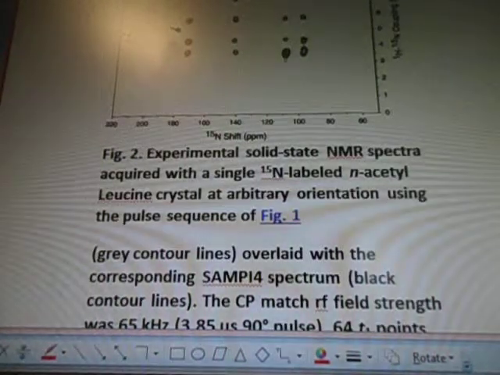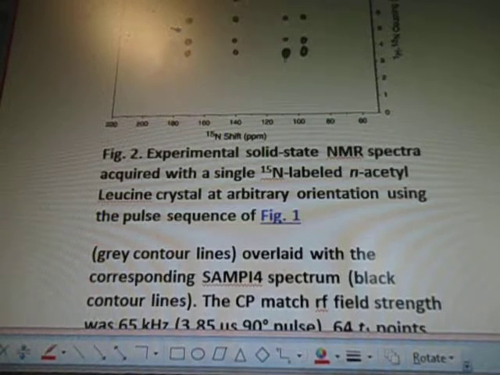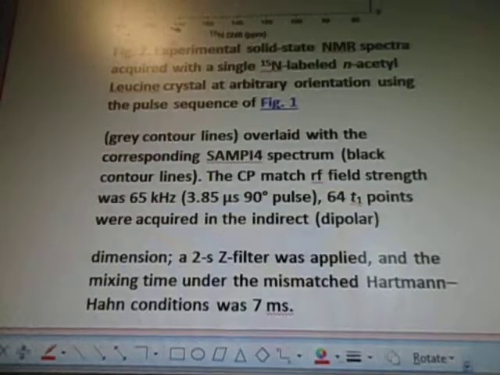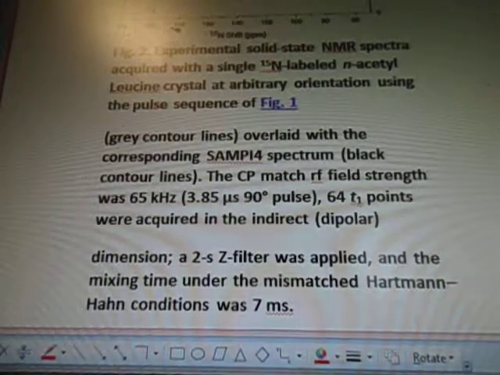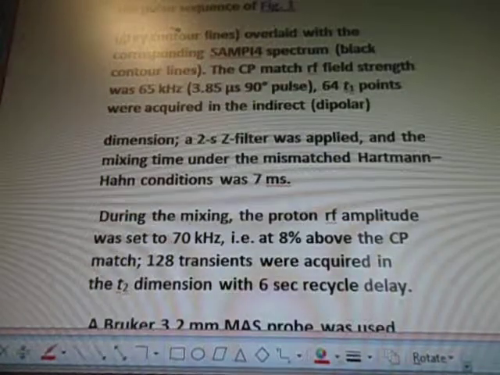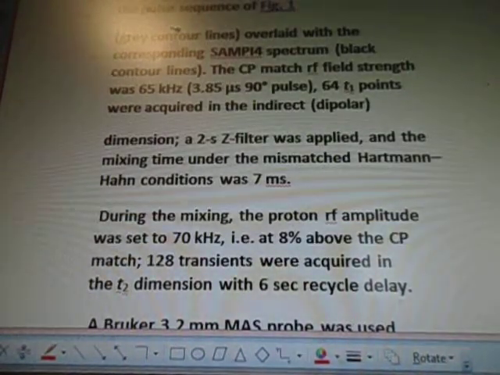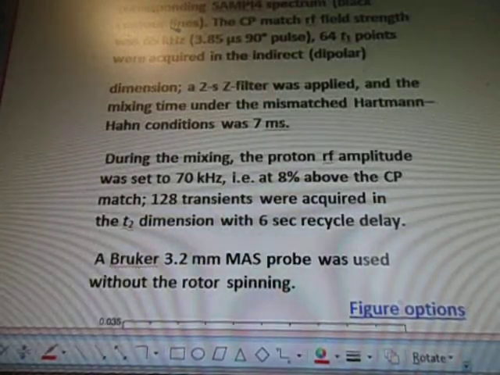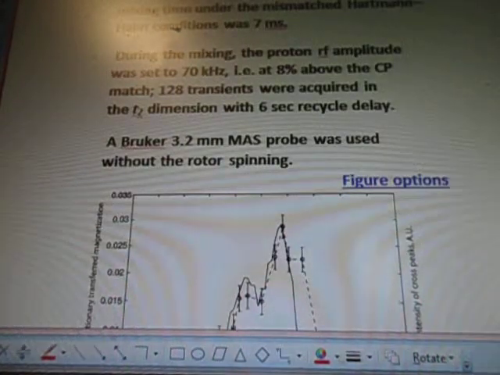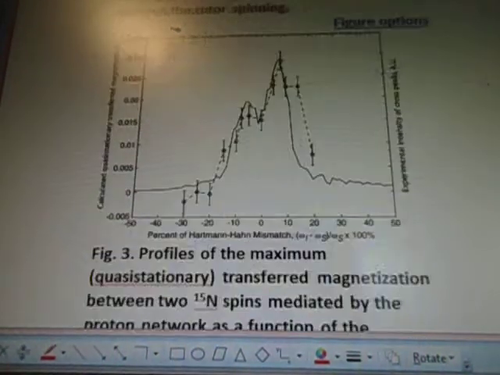Experimental solid-state NMR spectra acquired with a single 15N labeled N-acetyl leucine crystal at arbitrary orientation using the pulse sequence. Gray contour lines are correlated with the corresponding SAMP14 spectrum, black contour lines. The CP match RF field strength was 65 kHz, 3.85 us 90 degrees pulse, 64 T1 points were acquired in the indirect dipolar dimension. A Z filter was applied, and the mixing time under the mismatched Hartmann-Hahn conditions was 7 ms. During the mixing, the proton RF amplitude was set to 70 kHz, 8% above the CP match. 128 transients were acquired in the T2 dimension with 6-second recycle delay. A Bruker 3.2 mm MAS probe was used without the rotor spinning.